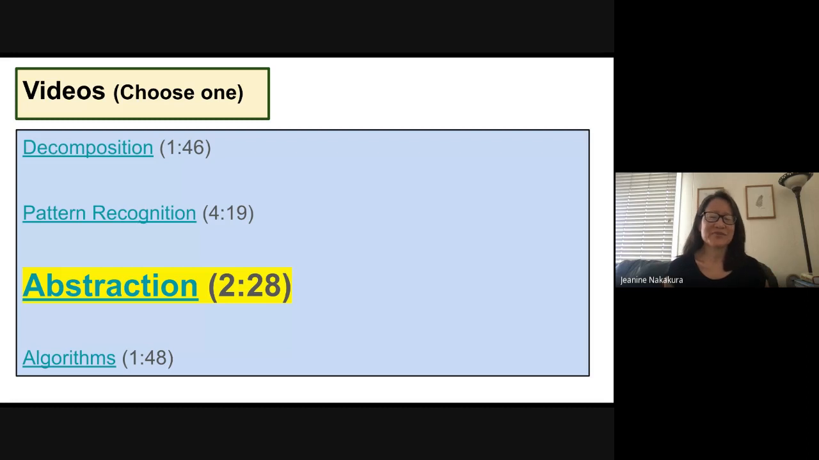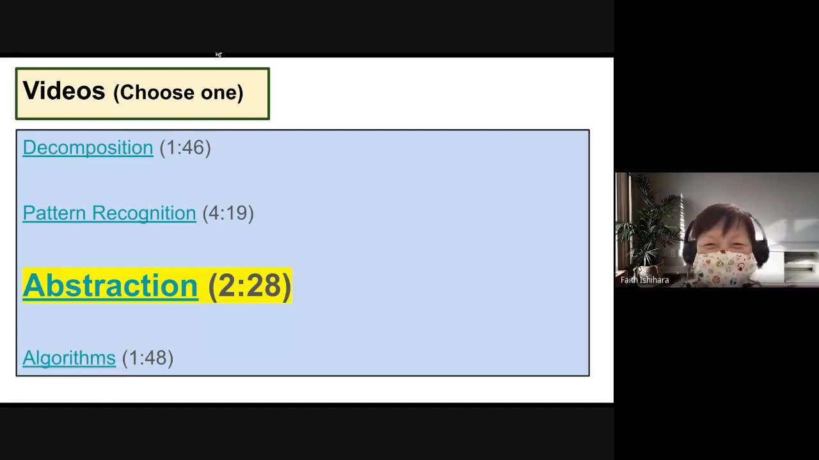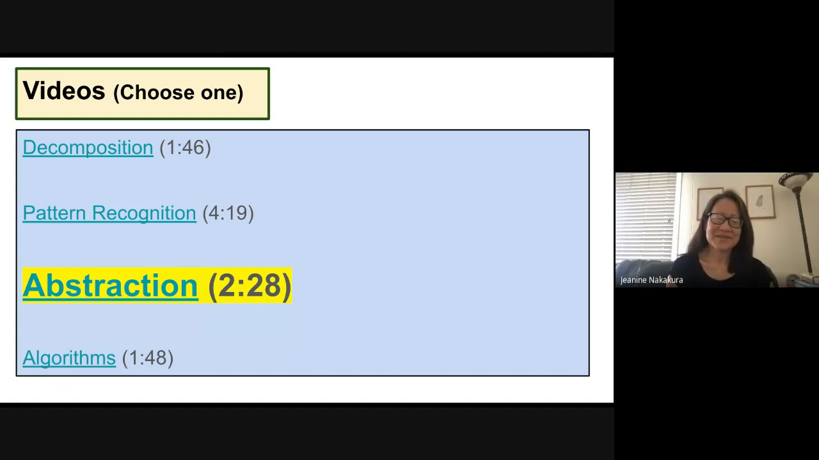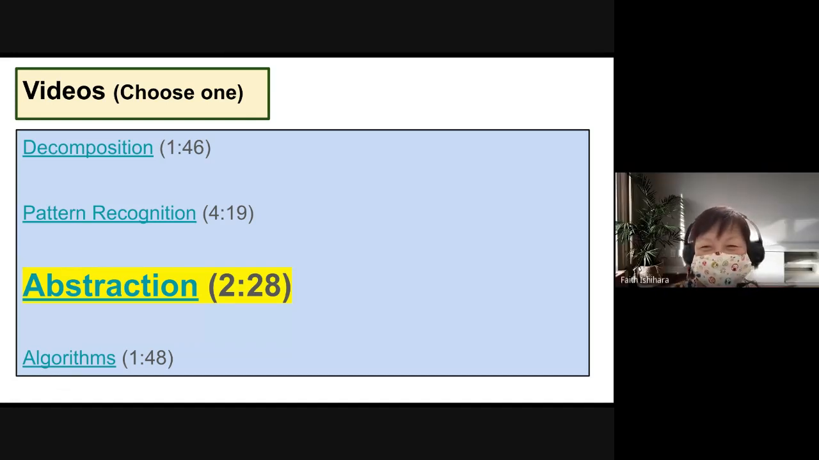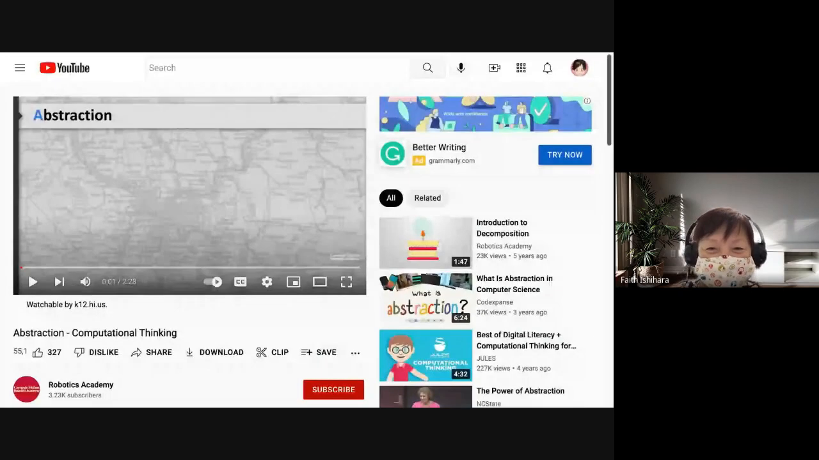Wow, abstraction looks really big, Faith, and it's highlighted. Okay, could it be abstraction? Maybe that one. Yeah, let's take a look at that video. Okay, I'm gonna turn off my camera.